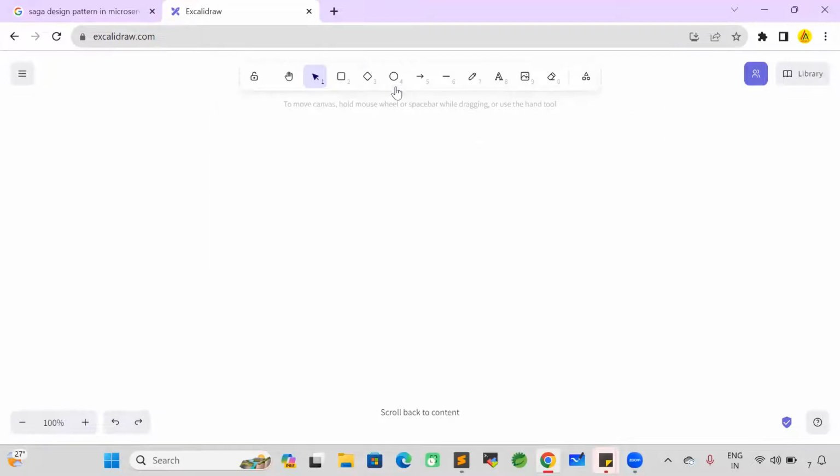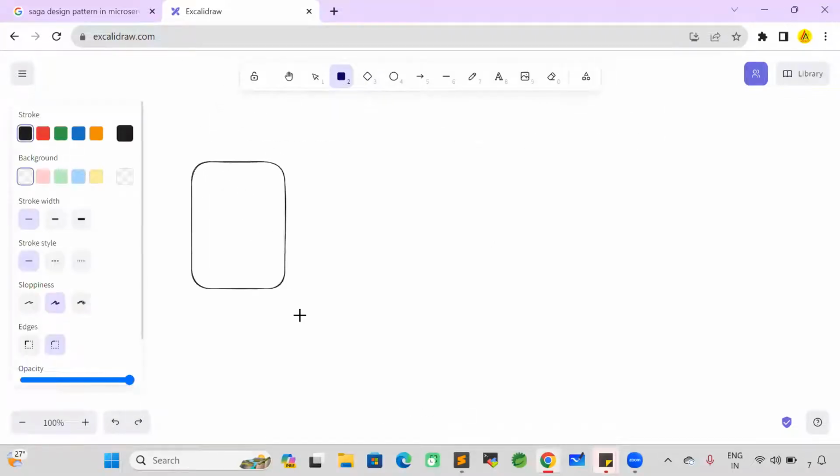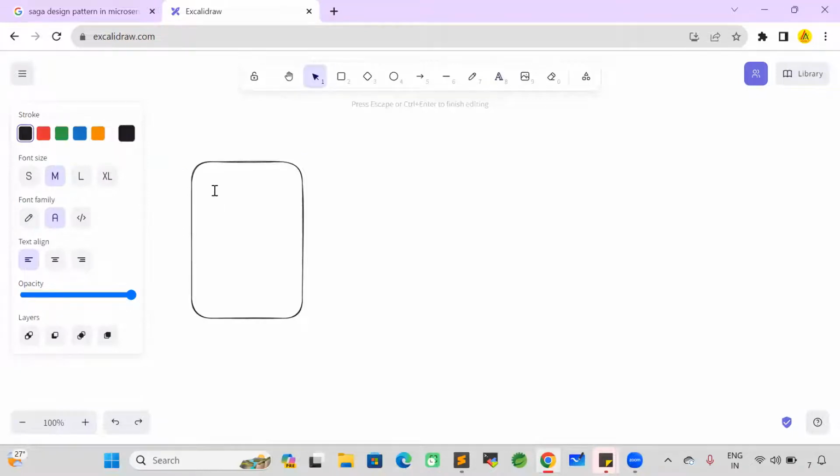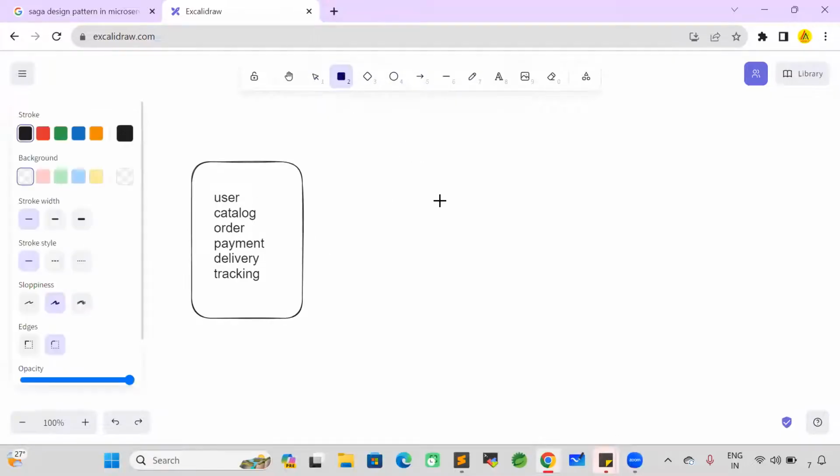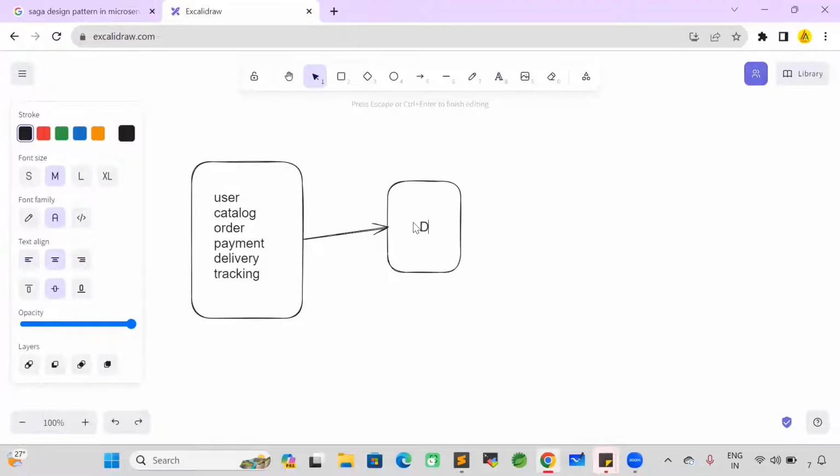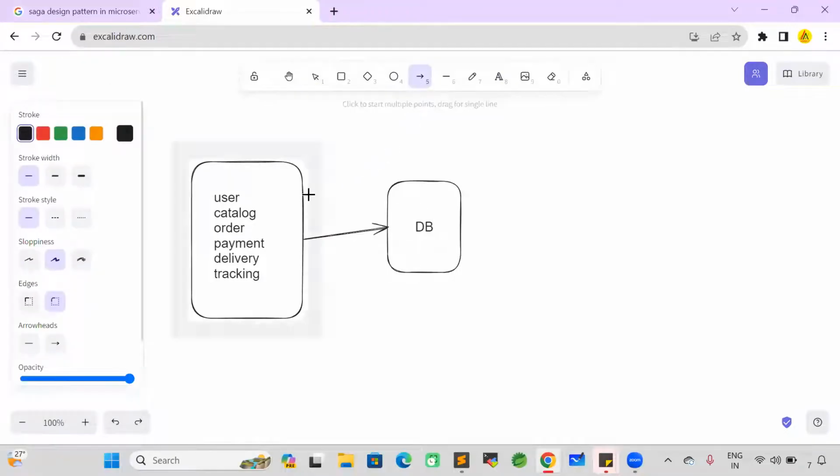Suppose you don't develop this project using microservices architecture; everything will be available in one project. User will be available, catalog will be available, order will be available, payment will be available, delivery will be available, tracking will be available. If we manage everything in one application, that one application will maintain one database. If you go for a monolithic application, then the tables and the DB will be available. Now, when the user places the order, the order will be created, and the payment will happen.